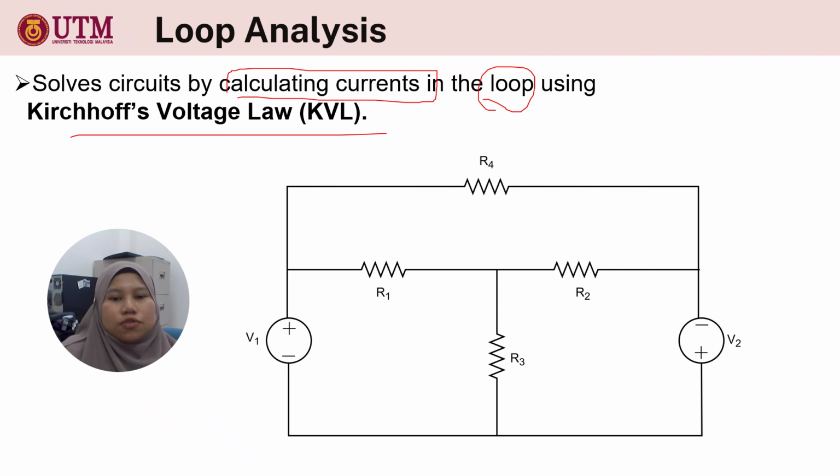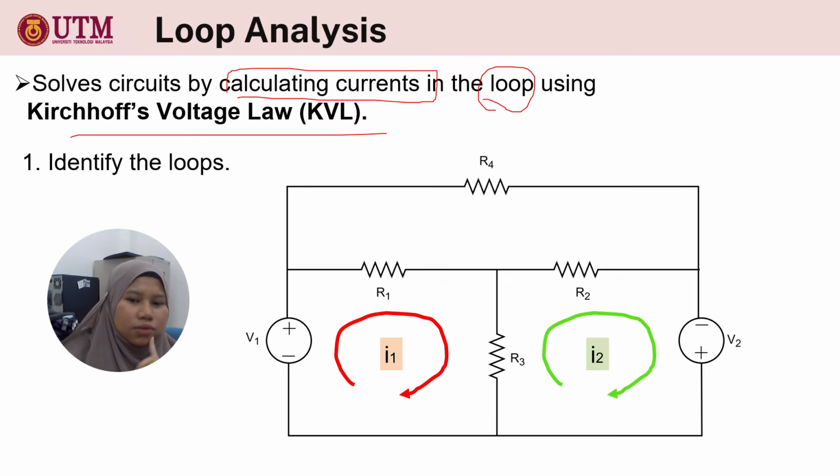So consider this circuit. Firstly, we need to identify the loops. How many loops are here? Can you guess? There are 3 loops, 1, 2 and 3. And when you do the looping, you put here 1, this is 1, this is 2, this is 3.